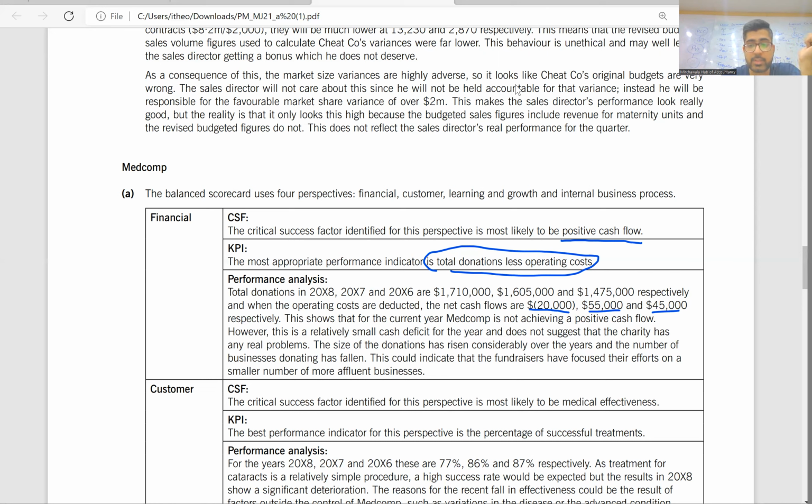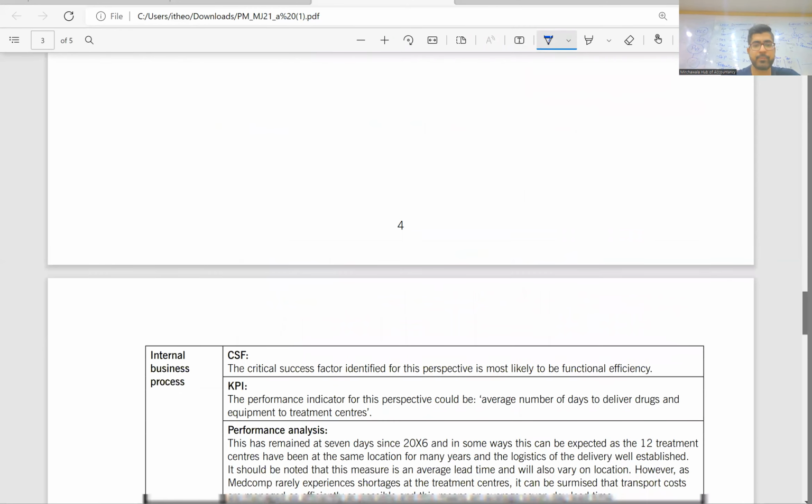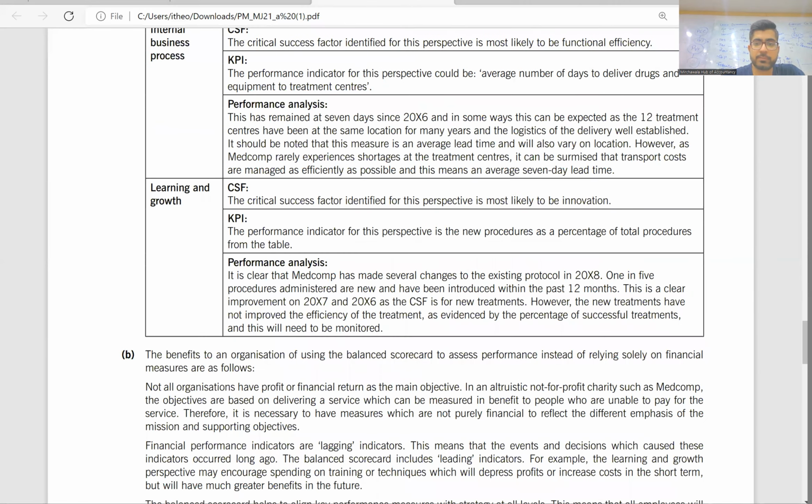The size of donations has risen, number of donations has fallen. This could indicate fundraisers have focused their efforts on a smaller number of more affluent businesses, so fundraisers need to focus. That's it. Then I talked to you about innovation. Learning and growth, the fourth perspective. The critical success factor is innovation out of these four. The indicator to measure innovation is new procedures as a percentage of total procedures.